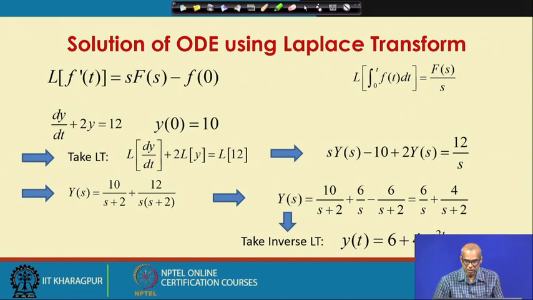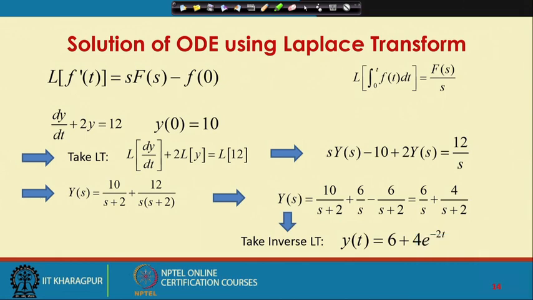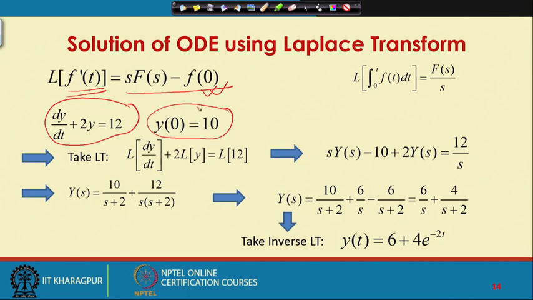So, now let us quickly see how I solve an ordinary differential equation using Laplace transformation. The Laplace transformation of f prime t, which is d dt of f t, is s F(s) minus f of 0. So, this is the initial condition. Let us say I have an ordinary differential equation given as dy dt plus 2 y equal to 12, and the initial condition is y 0 equal to 10, y at t equal to 0 is 10.